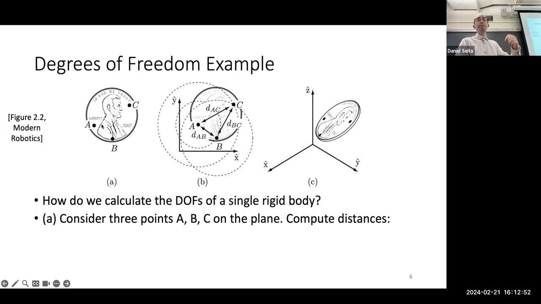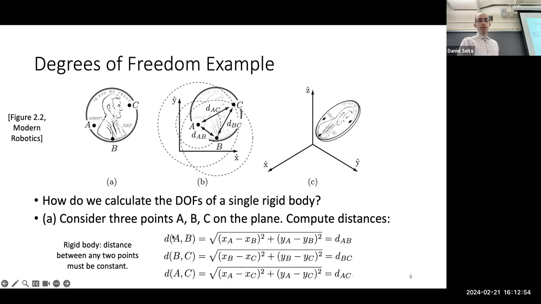What we can do is we can compute distances. So this is indicating the distance from point A to point B, and then from point B to point C, and from point A to point C. So this is your standard Euclidean distance formula that I think everyone here has seen. Now, the key assumption that we're making is that we have a rigid body. So we're assuming the coin is rigid, which is a safe assumption in practice. So in a rigid body, the distance between any 2 points must be constant. So if you move the coin, the corresponding points A, B, and C have to move in a way that preserves their distance.